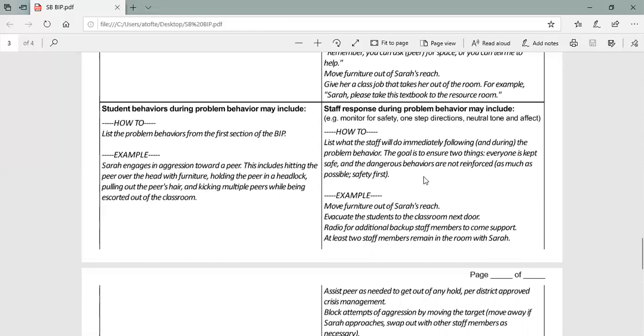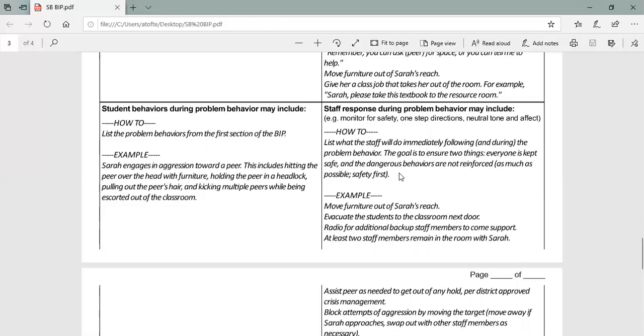What are we going to do during the problem behavior? So while she's hitting people with stools or while she has a peer in a headlock, what are we going to do? The goal here is mainly about keeping everyone safe. But I would say a secondary goal is to try to block the behaviors from being reinforced as much as possible. If you have to reinforce those behaviors to keep people safe, do it.